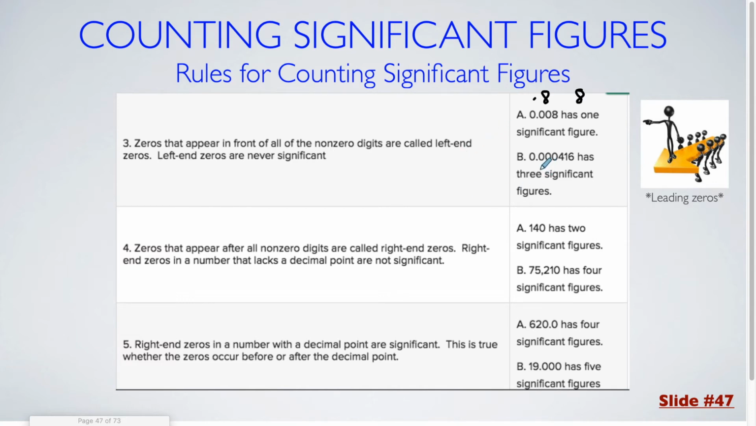Here we have another example of leading zeros. We have 0.000416. So the 4, 1, and 6 are going to count. So we'd say that has three sig figs.